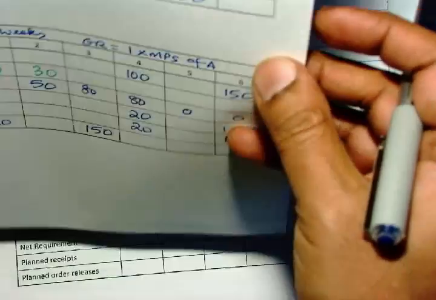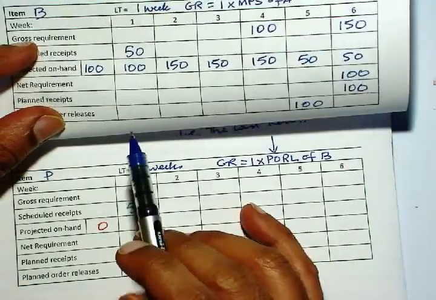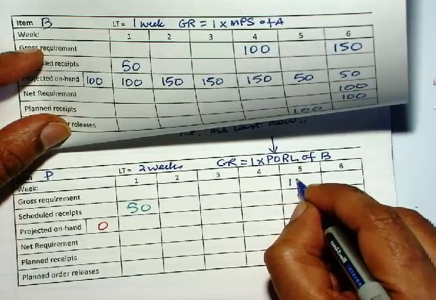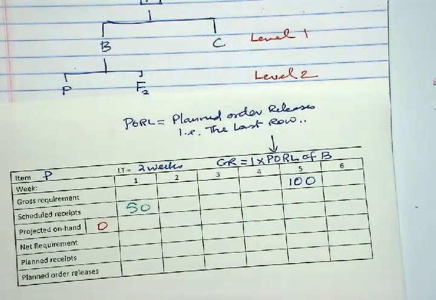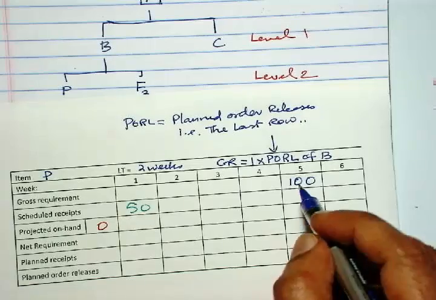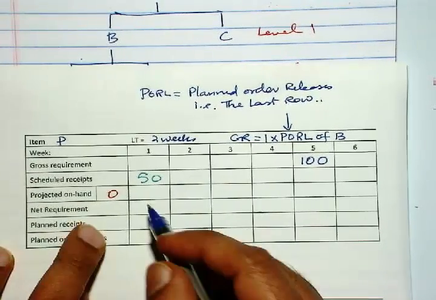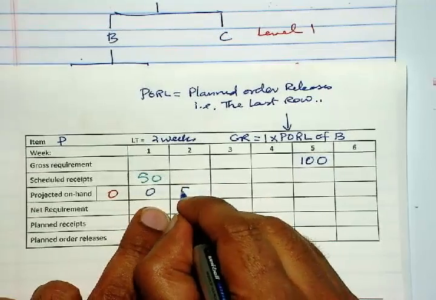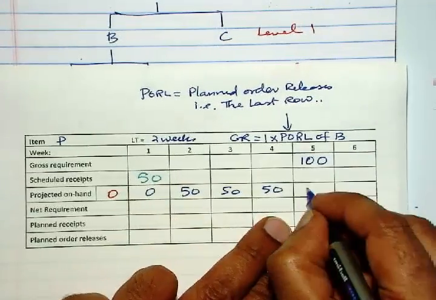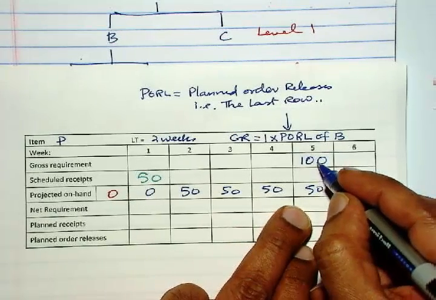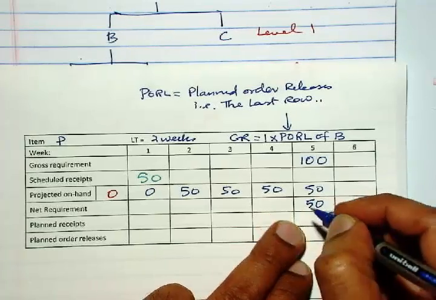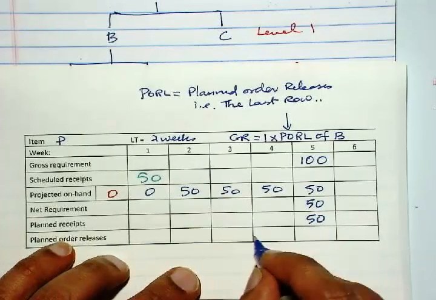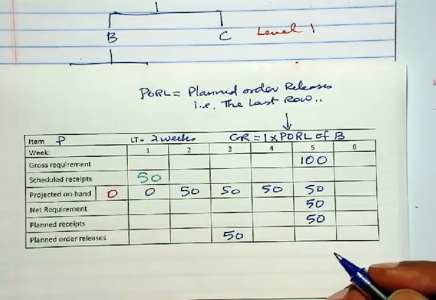So let's look at B here. Okay, this is B, and we have planned order release of 100 in week 5. So 1 times 100, so that's 100. So that is the gross requirement for B. Now we have everything we need to complete this record. So we start with nothing in hand, 0, 50 coming in. So 50, 50, 50 and 50. Now that 50 can be used towards this 100, leaving a net requirement of 50, and that should be made available in week 5, and 2 weeks lead time, so 50 right there.